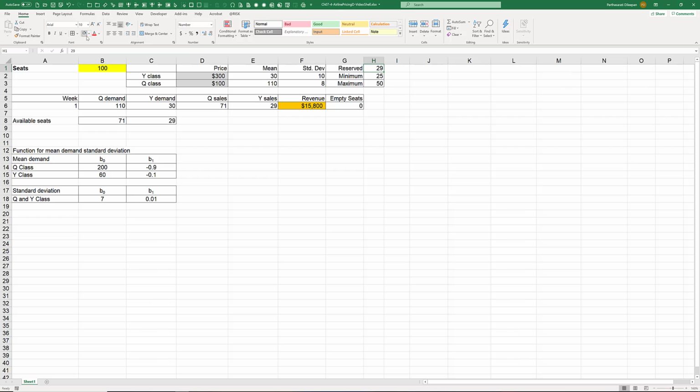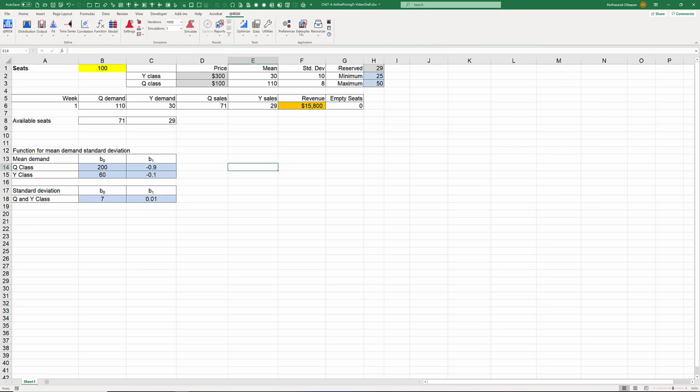Now that would be a decision variable as well, and we are still going to consider between 25 and 50, and this is our output cell. So the model is ready. Now here, as we change the price in the optimizer, the changed price will run through these coefficients, and the mean for demand and standard deviation for demand will change.